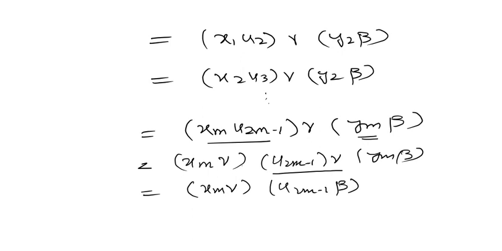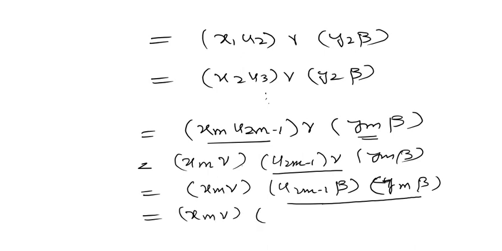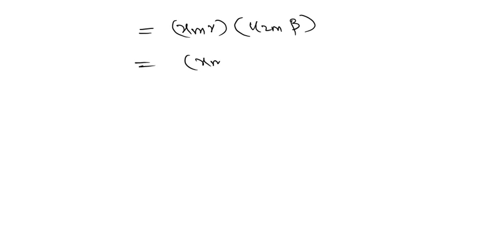Now you can apply the property of morphism here. It's xm gamma, this one is u to m minus 1 ym beta, and it is equal to xm gamma, u to m minus 1 ym is u to m beta. Okay, this is equal to xm gamma. So where did you actually start from? From d beta. Okay, so xm gamma, this u to m beta is the same as u to m gamma.